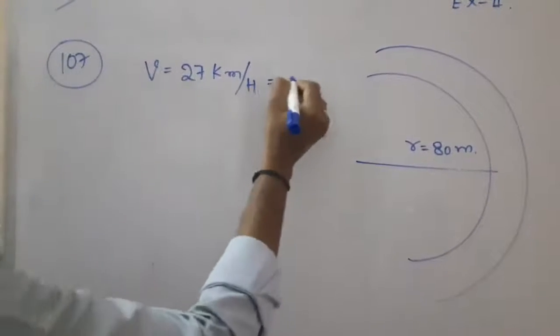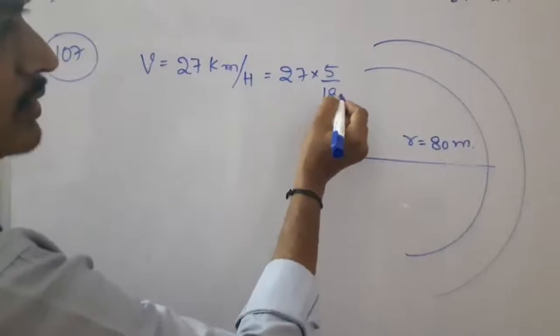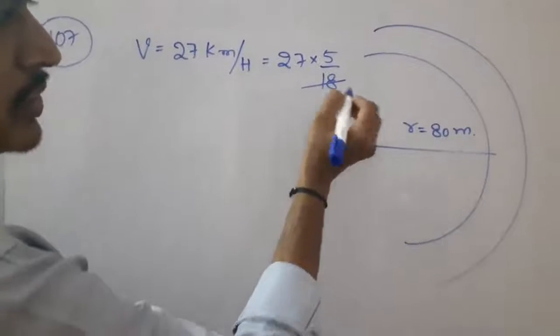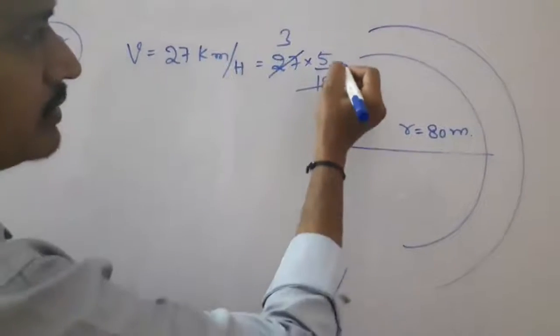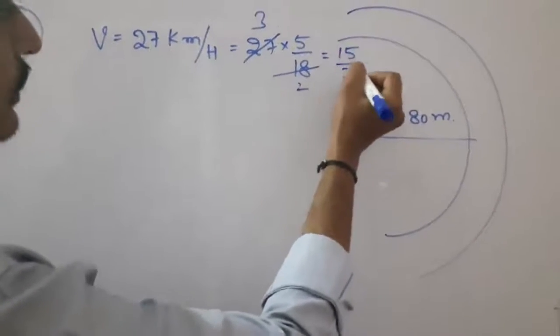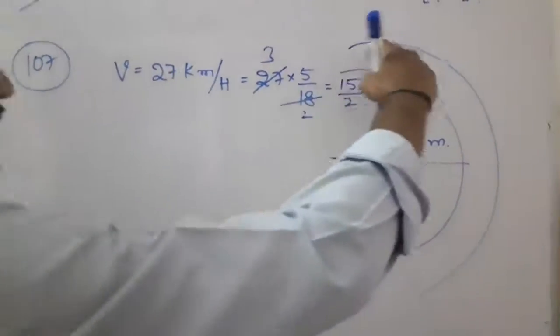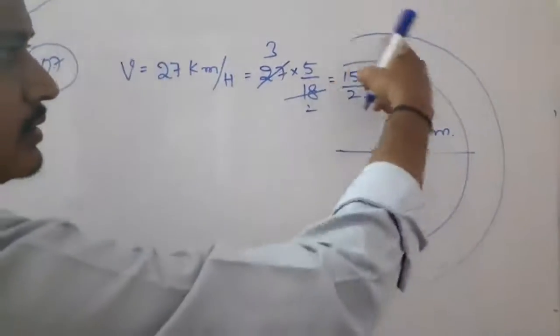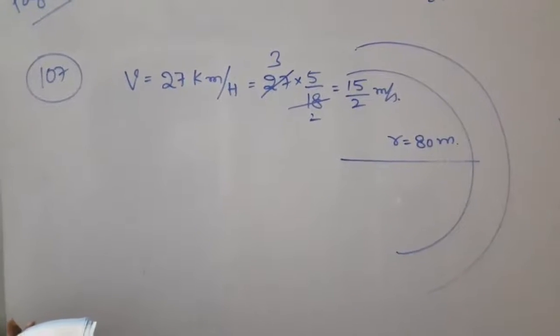Convert into meters per second: 27 into 5 by 18. 9 twos are 18, 9 threes are 27, therefore 3 fives are 15, so 15 divided by 2 meters per second. This is a circular road, and here the cyclist is making revolutions on the circular road.